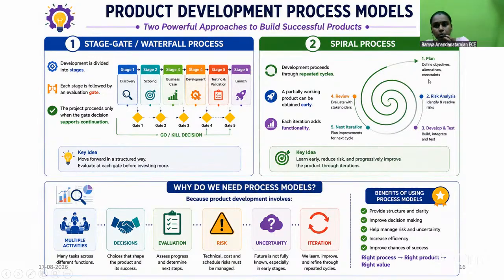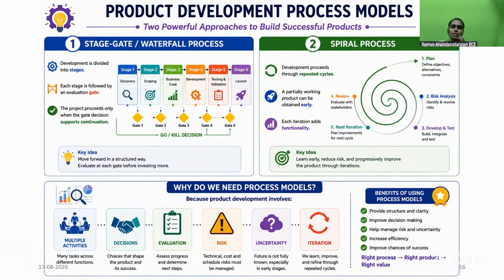So the first step is plan, define the objectives, alternatives and constraints, then do the risk analysis, identify and resolve the risk, develop and test, that is build, integrate and test the product. Then you go for review, that is evaluate with stakeholders, and finally you go for the next iteration, that is you repeat what is planned: risk analysis, develop and test, and review.